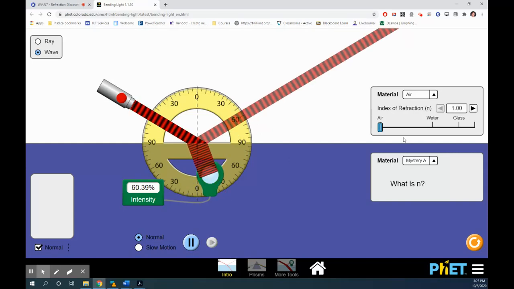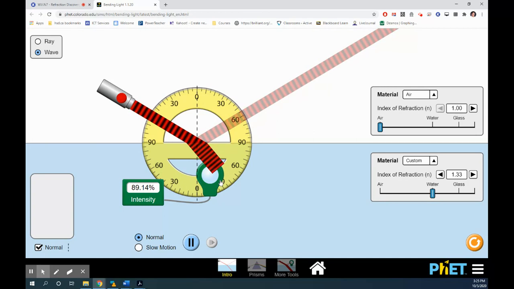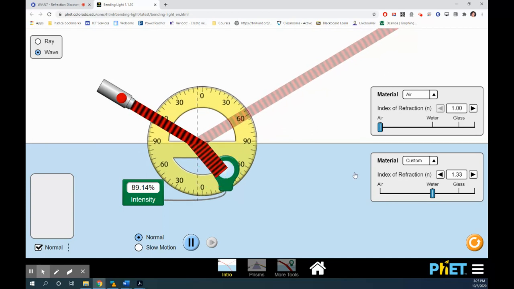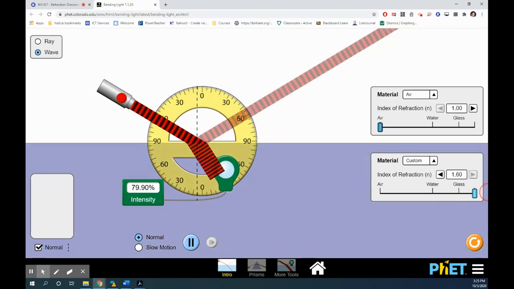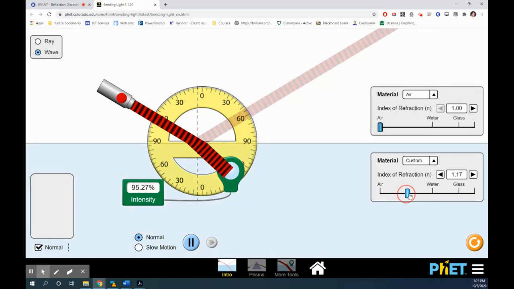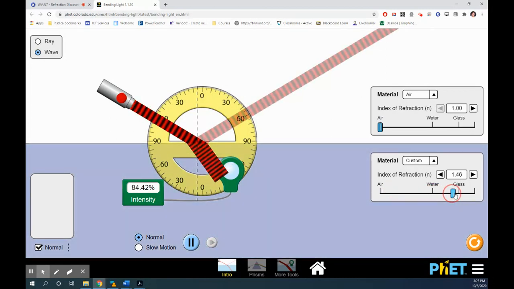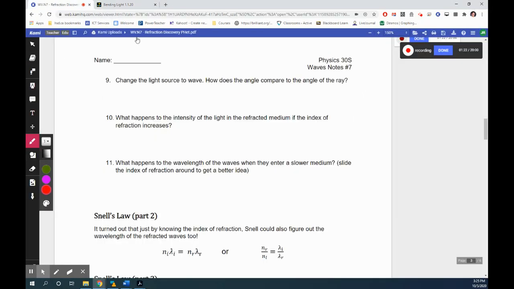And what's interesting is as we change the index of refraction, let's go custom here. We can see right now it's 89. If we start at 0, 100% of the light's going to get through, right? But as we get more dense of a medium, we see that there's less intensity that gets through into the refracted medium. Less intensity.